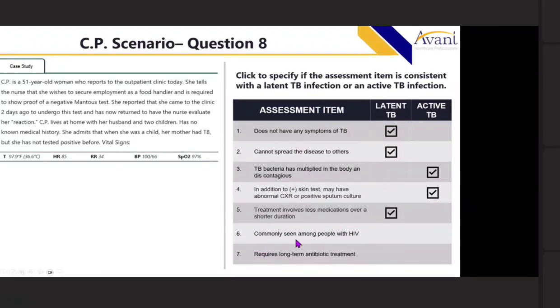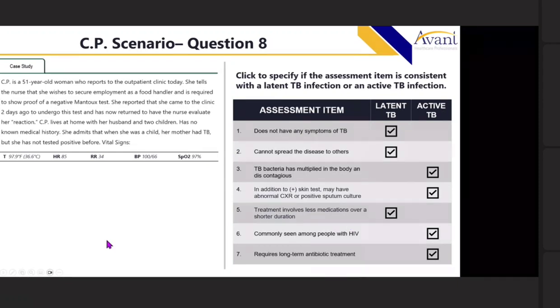If it is commonly seen among people with HIV, that's again our active TB, right? Active TB is common among people with HIV. Why? Because they're immunocompromised, right? And immunocompromised makes you more likely to get opportunistic infections. And then requires long-term antibiotic treatment is active TB, right? So 3 for latent and 4 for active.